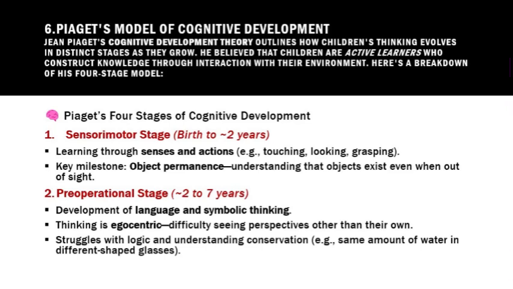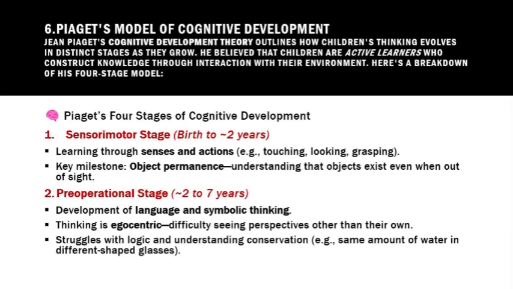The 6th theory is Piaget's model of cognitive development. Jean Piaget's cognitive development theory outlines how children's thinking evolves in distinct stages as they grow. He believed that children are active learners who construct knowledge through interaction with their environment. Here is a breakdown of his 4-stage model.